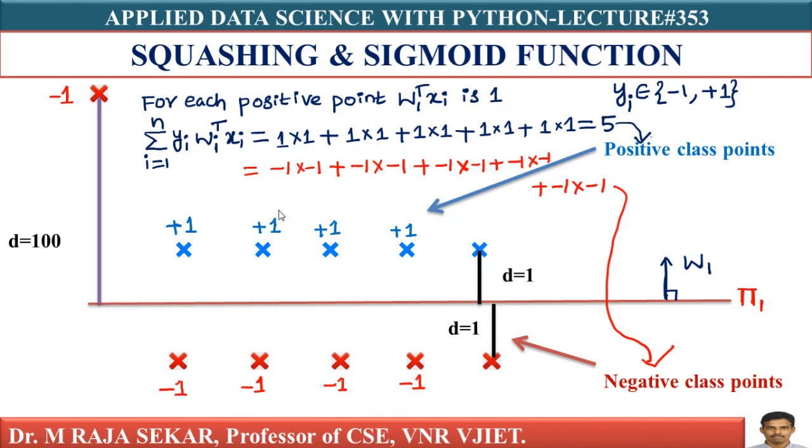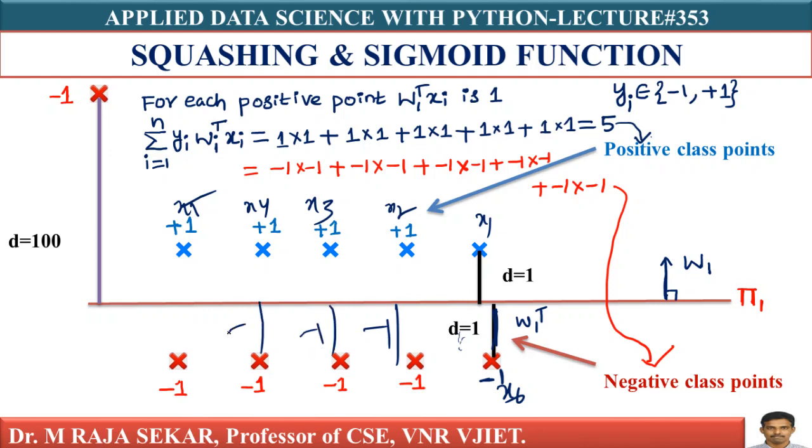What about my negative points? As we were discussing, the actual label is minus 1. Negative points means I am indicating by minus 1. What about this distance? This is again W1 transpose, X1, X2, X3, X4, X5. If I say this is X6, what will I get? W1 transpose x6, what is my distance? Distance is -1, isn't it? This one is also -1, this one is also -1, this one is also -1.